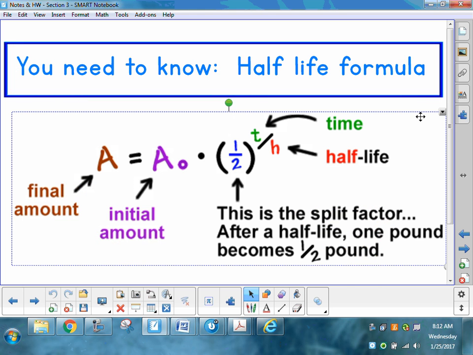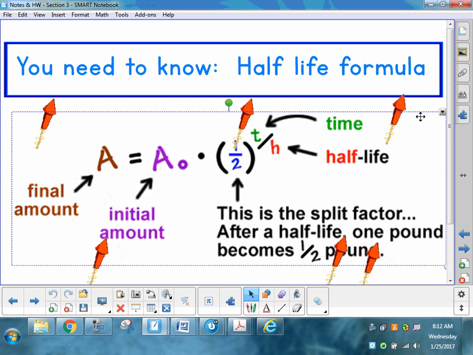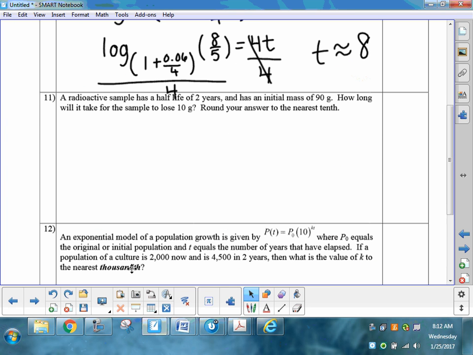This is your half-life formula. The end amount is equal to the initial amount times 1/2 to the t over h power. Time over half-life. Let's take a look now at what's there for this question. A radioactive sample has a half-life of 2 years and an initial mass of 90. How long will it take it to lose 10 grams? Round your answer to the nearest tenth. Well, our formula is A equals A sub 0 times 1/2 to the t over h power.